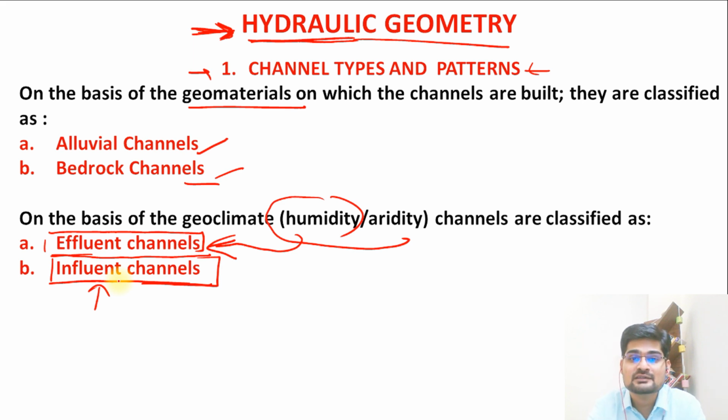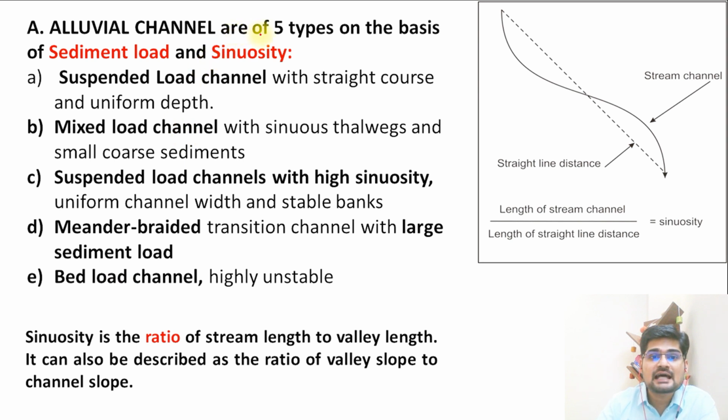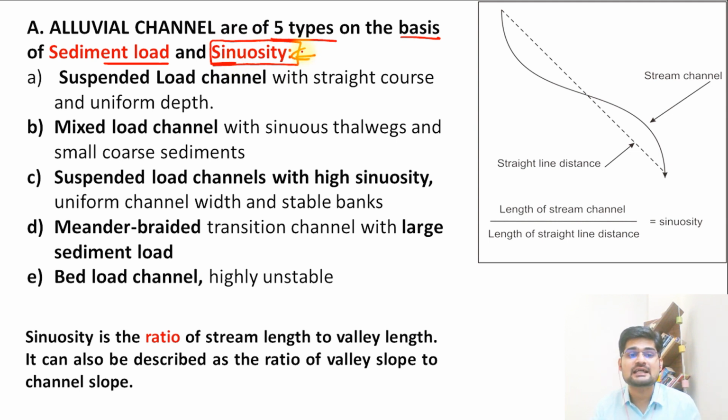Now let's understand further types and patterns in an elaborated manner. The first part, alluvial channels, can basically be divided into 5 types on the basis of sediment load, as we have understood, and also on the basis of an important factor called sinuosity. So let's first understand this sinuosity, as we understood the sediment load. What is this sinuosity all about? Now look at this particular image.